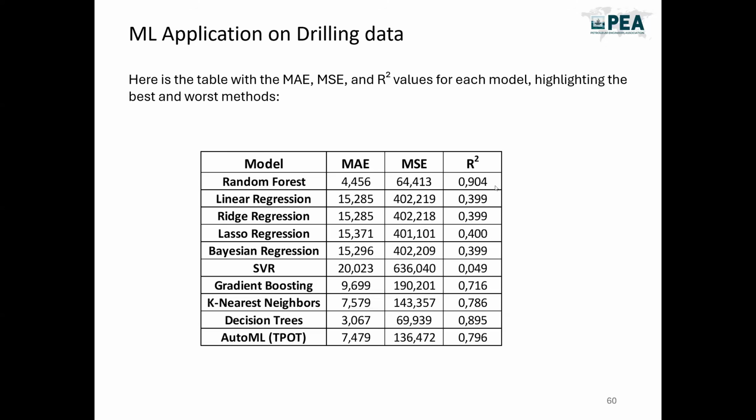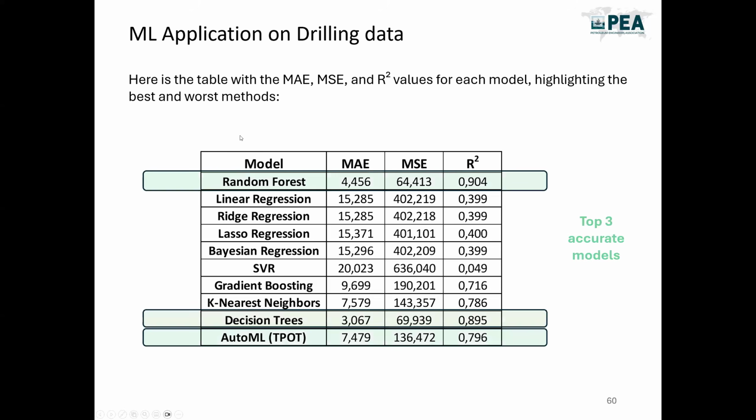And to make it easy to understand, if you multiply this column by 100, you can at least name them by the percentage of accuracy. For example, this one is 90% accurate. This one is 39% accurate, 39%, 40%, 39%, and this is 4%. So based on this table, the top 3 accurate models for my data set are random forest, decision tree, and AutoML. You can see that they're much higher than the rest, and these 2 numbers are much lower than the rest. So these 2 should be small, and R squared needs to be high.